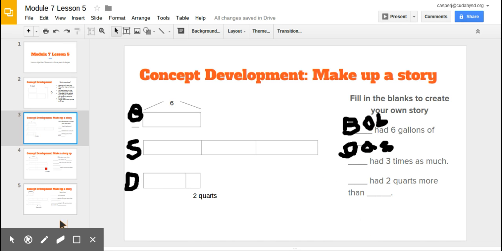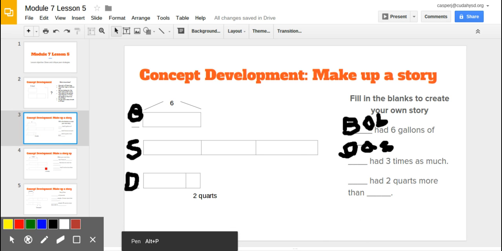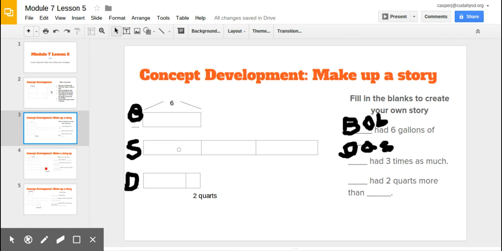So now let's go ahead and solve this problem. Again, we know that this is 6 gallons here, 6 gallons here, 6 gallons here. So, how much fuel did Sam use? And then we could figure that out, that he used 3 times. So we would know that he used 6, 12, and Sam's total was 18.